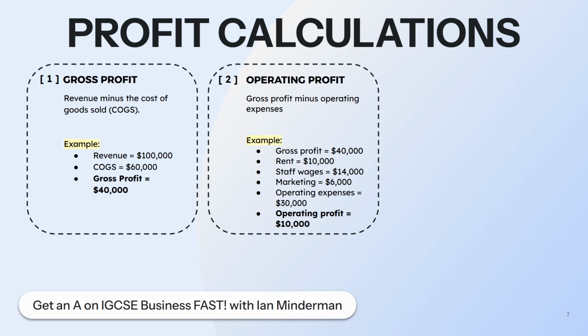So we take 40,000 minus 30,000, and that gives you 10,000. So your operating profit is $10,000.